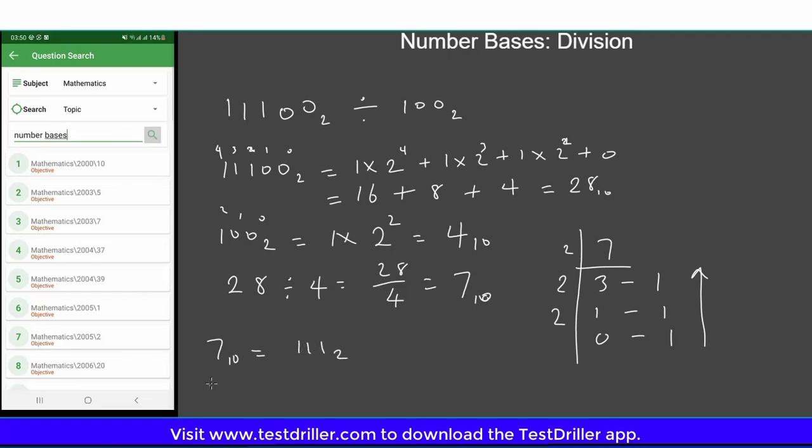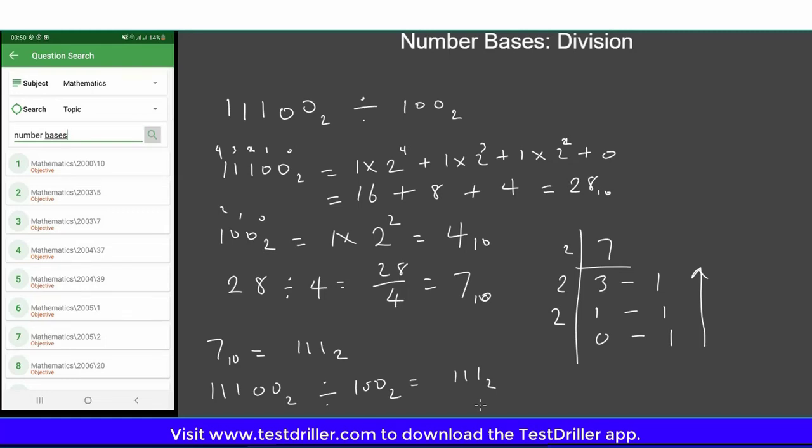So we can say that 11100 in base 2 divided by 100 in base 2 equals 111 in base 2. So this is how you divide numbers in base 2 or base 3 or any other base.